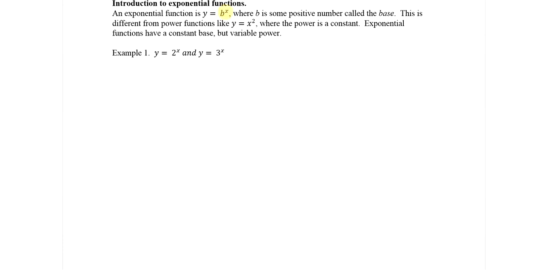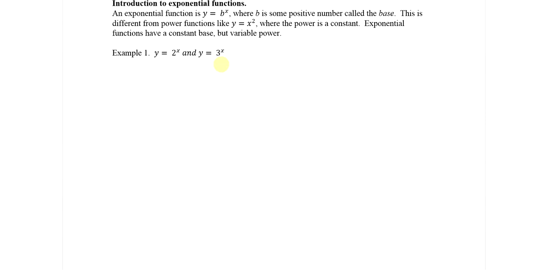So an exponential function is y equals b to the x. b is some positive number, and that's called the base. And this is different from power functions like y equals x squared, because there the base is a variable and the power is a constant. For exponential functions, the base is a constant, but the variable is the power. So the x is up in the exponent, and the base is constant. So here are two standard exponential functions, y equals 2 to the x and y equals 3 to the x.